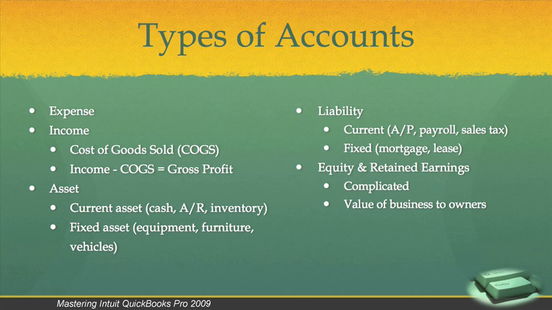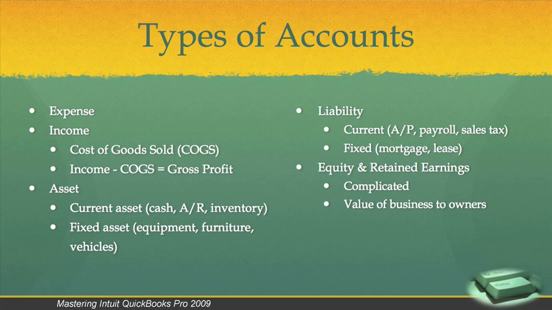Within the chart of accounts, we have different types of accounts. And again, these may seem a little overwhelming, but they're not really that scary once you understand what they are. Naturally, we mostly understand expenses and income. Expenses are things that we spend, income is things that we make. Hopefully, we have more income than expenses. That's the balancing act.